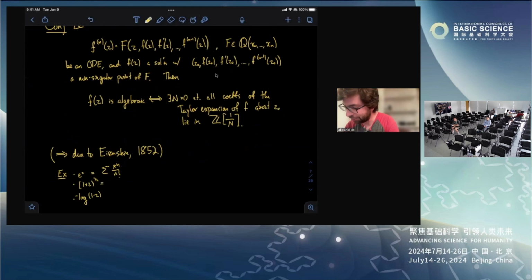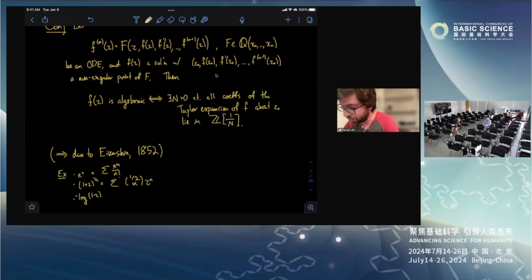So maybe here's an algebraic function. You can take (1 plus z) to the 1/2, so the square root of 1 plus z. What's the Taylor expansion of this? It's 1/2 choose n times z to the n. And it's a little exercise that 1/2 choose n is a unit away from 2, so only powers of 2 appear in the denominator. So this is an algebraic function, and you see, at least in this case, Eisenstein's theorem is true: only finitely many primes appear in the denominators of these Taylor expansions.